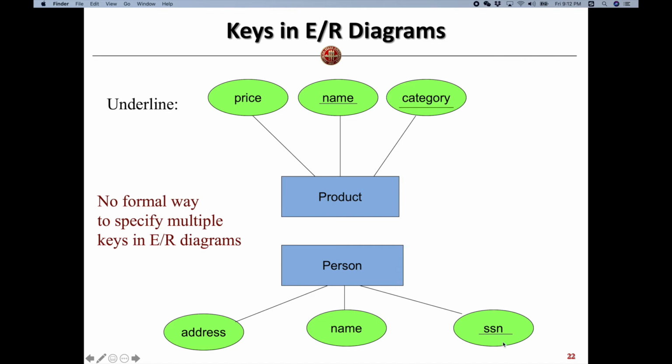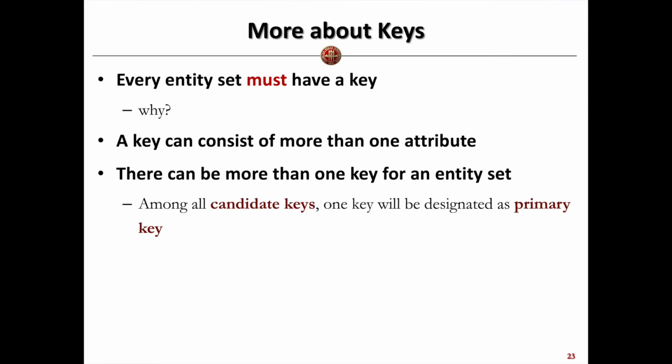If you don't like the SSN, you can also remove the underline here and add an underline to name with address. Together it can also serve as a key for a person. So there will be different choices and you can decide which one you like or which one works better for you. So every entity must have a key. Key is very important in the entities. So whenever you draw an entity in the ER diagram, ask yourself what is the key for the entity.